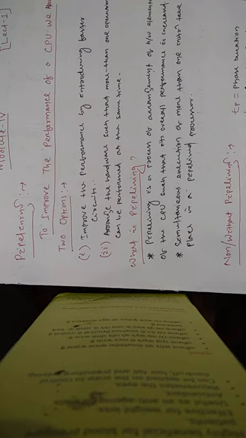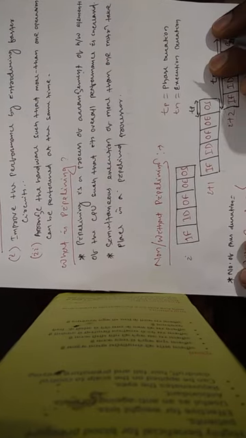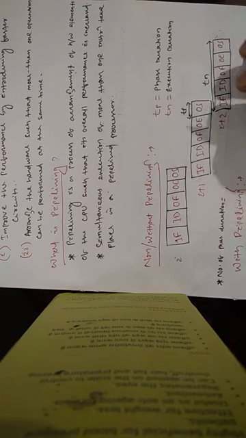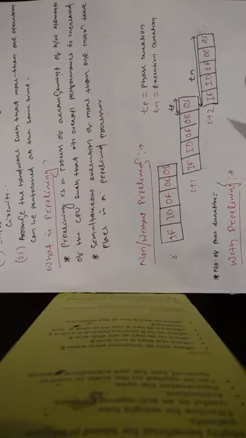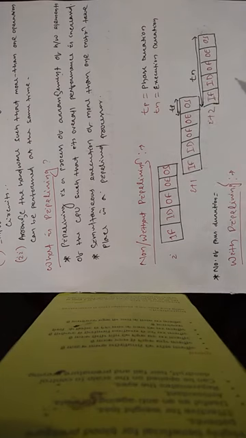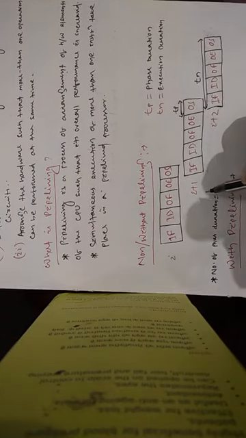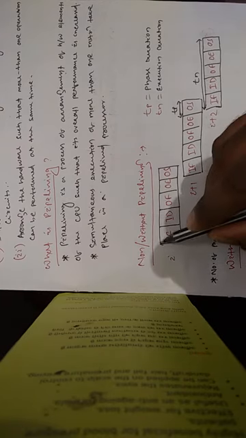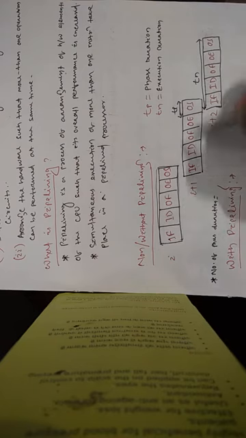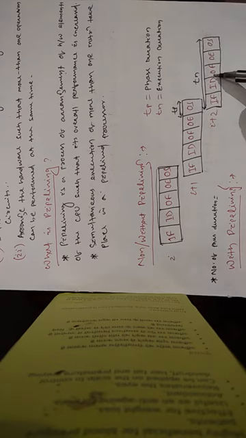Next is the difference between non-pipelining, or without pipelining, and with pipelining. First we should discuss without pipelining. Assume that this is one instruction, this is another instruction, and this is another instruction. So how many instructions are there? Three instructions: the ith instruction, the I plus 1 instruction, and the I plus 2 instruction.